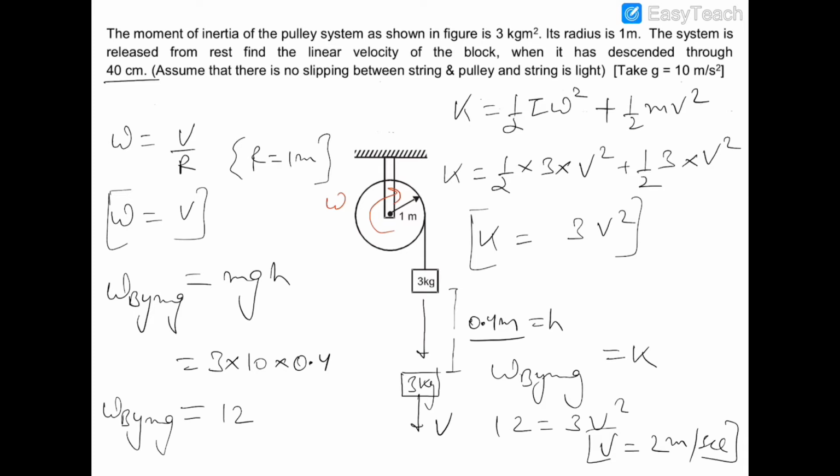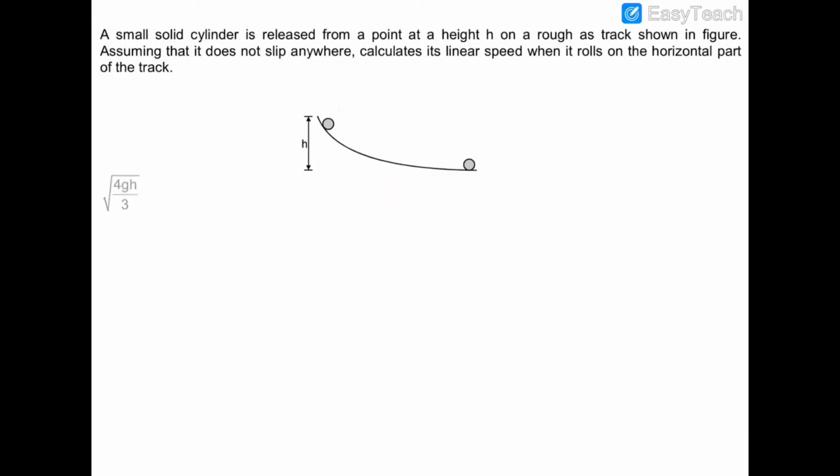Now let's move on to the next question. In this question, there is a small solid cylinder which is released from the top position, and the height of that top position is h. We have to find out the linear velocity of the cylinder at the time when it reaches the horizontal surface in the lower part.